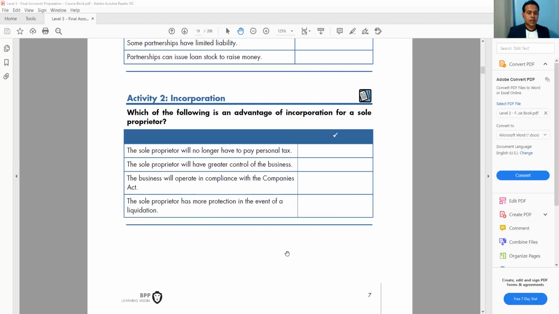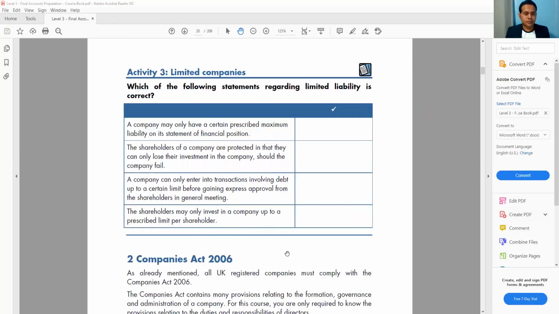All right, so let's look at our activity 3, limited companies. Here they're asking which of the following statements regarding limited liability is correct. So what is limited liability exactly? Let's have a look. What is limited liability?